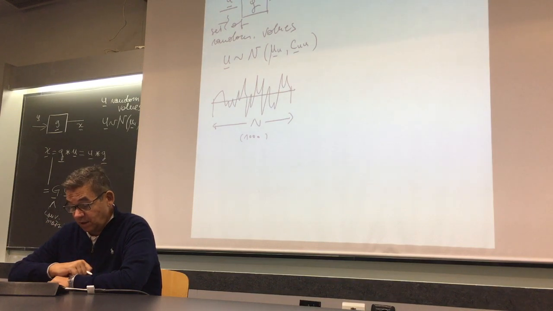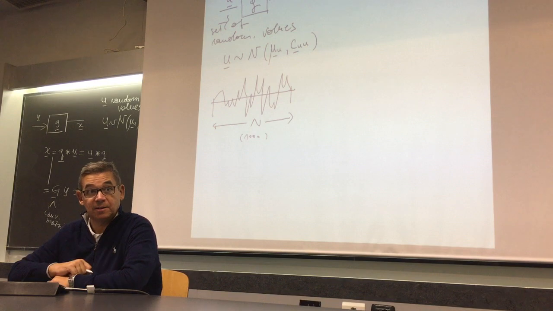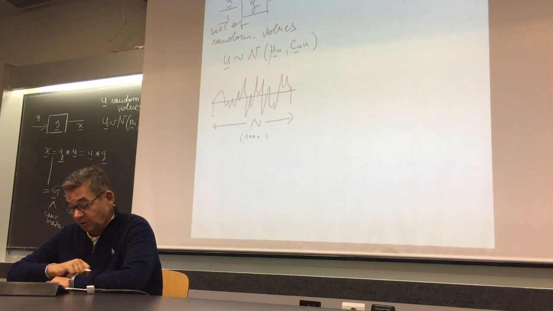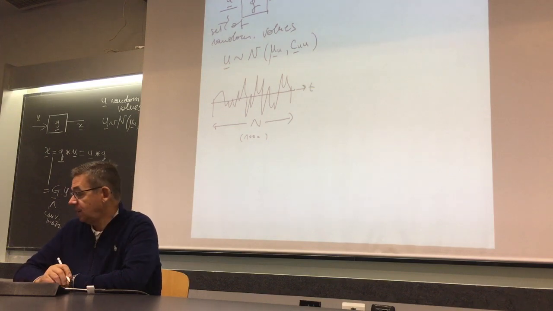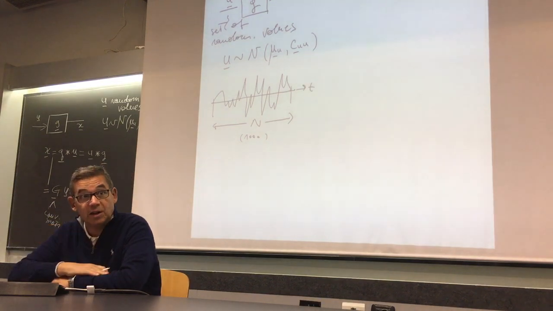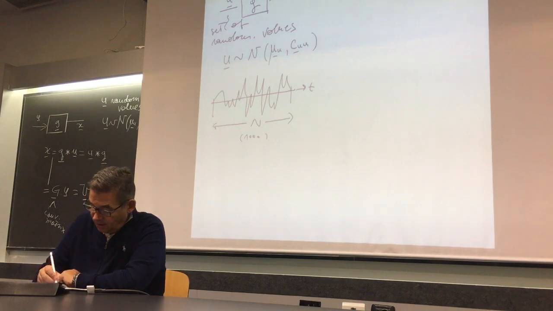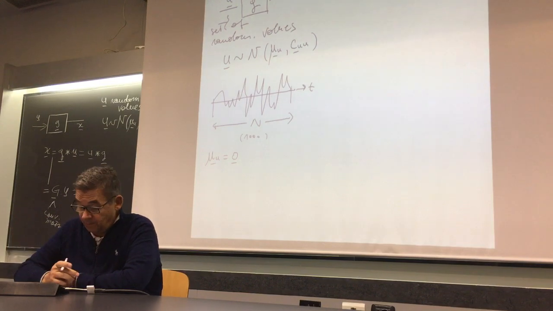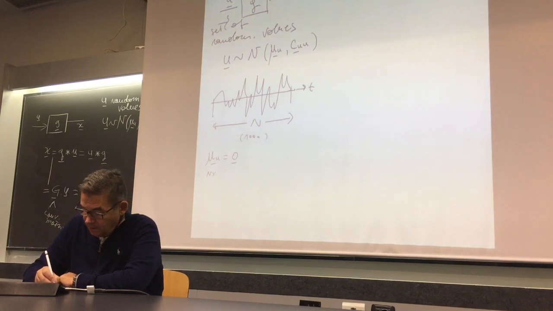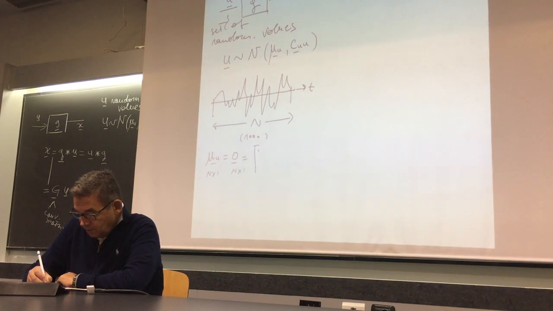Then, what is the property of the mean? If this is the time axis, and the random variable is fluctuating around 0, I can say that in this case mu_u is 0. Zero means it's a vector of zeros. This one is n times 1, and this is n times 1, equal to 0, 0, 0.